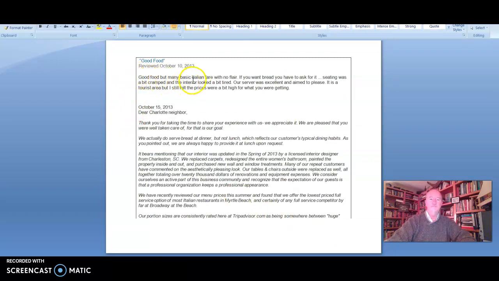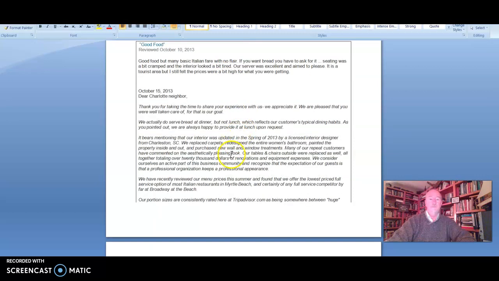Good food, but many basic Italian fare with no flair. If you want bread, you have to ask for it, loser. Seating was a bit cramped, and the interior looked a bit tired. Our server was excellent and aimed to please. It's a tourist area, but I still thought the prices were a bit high for what you're getting. Well, none of that has any merit at all other than the bread during lunch.